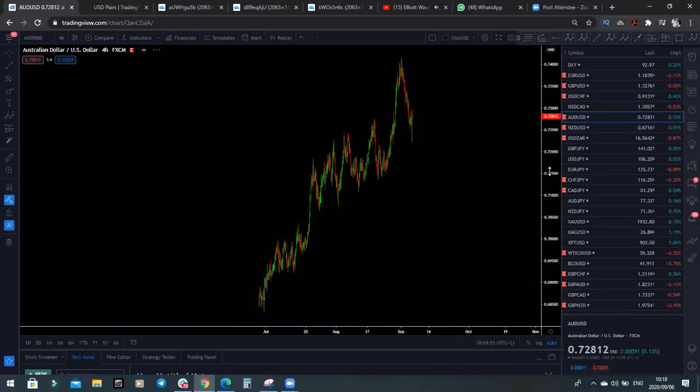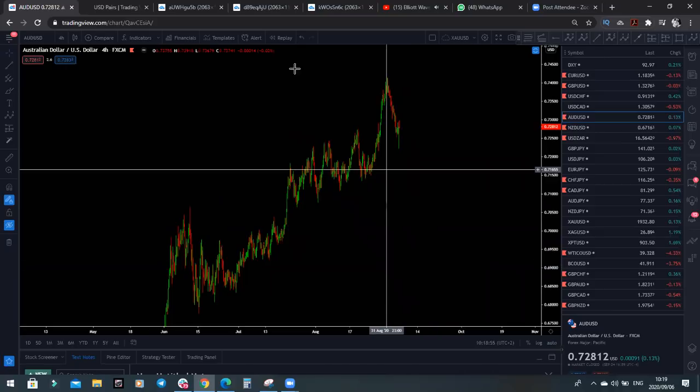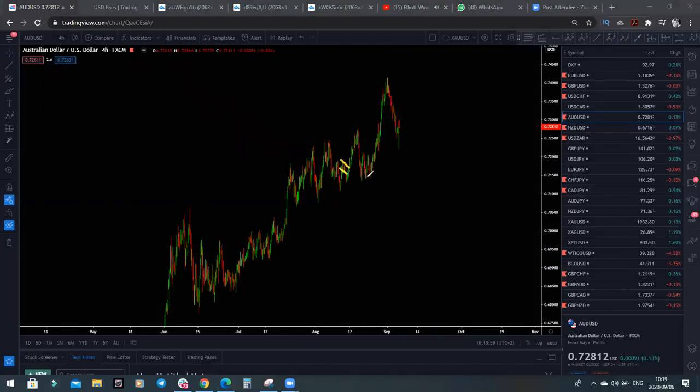We have a trade setup on AUD US dollar. I showed this trade setup last week where we bought this one right here, and then we're looking for this one to make a push to the upside. It has reached target at 74,500. Now we're making a pullback here.